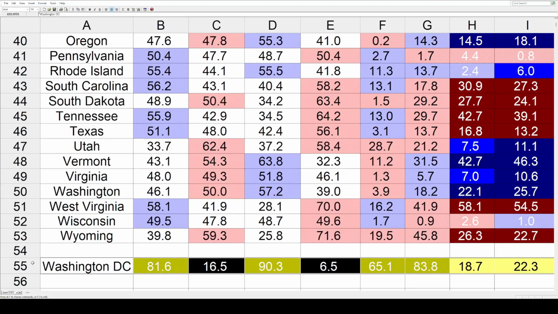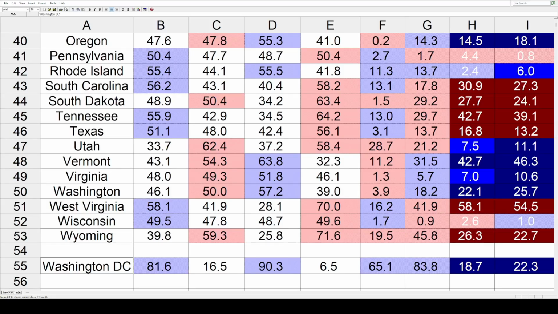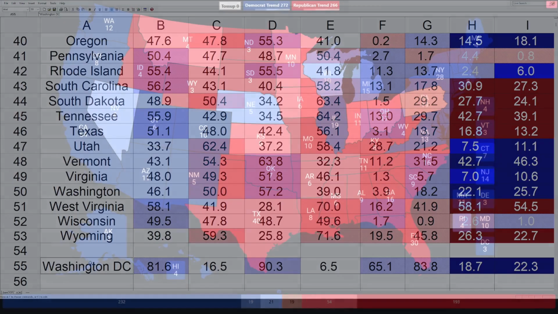And last is Washington, D.C. That blue district trended toward the Dems, similar to Wyoming at 22.3. And those are all of the states and all of the trends. Then, as we do every time, we're going to take all this data and put it on a map. If we do that, this is what we've got.